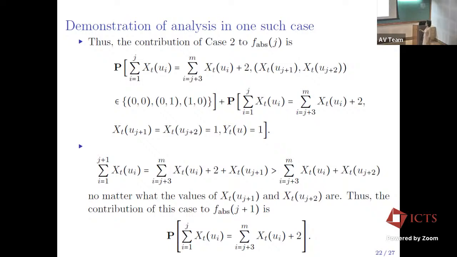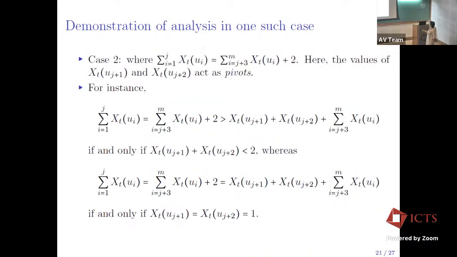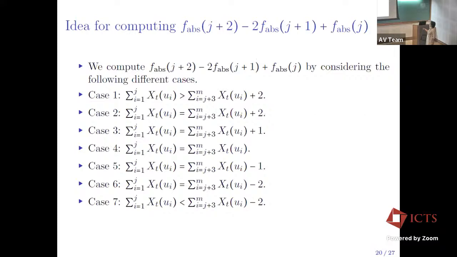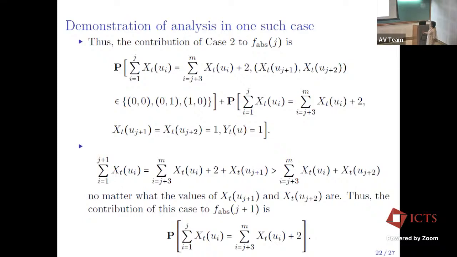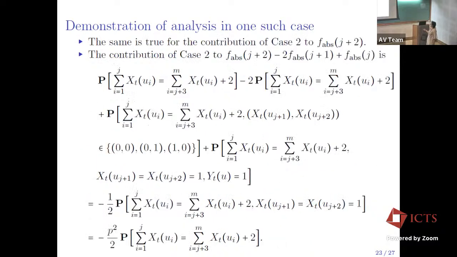Okay. But if we check the other two quantities, ultimately we're interested in computing the effect of the contribution of case two on this entire expression. So we must also take into account what happens in the case of f absolute j plus one and f absolute j plus two. And for those we can check easily that this entire probability is incorporated in those expressions. So for f absolute j plus one, this entire probability is there, and in f absolute j plus two as well. If you now combine the contributions of case two to this expression, you end up with a far simpler expression down here. I'm not going through the steps, but you can check them. This p squared simply comes from the probability that these two are equal to one.